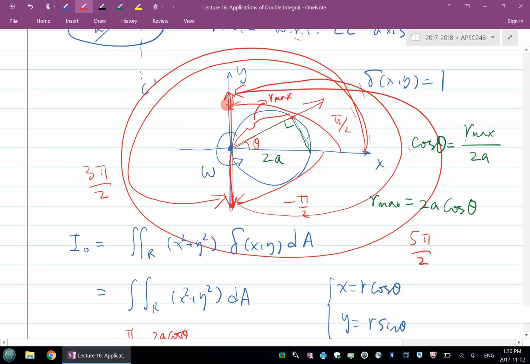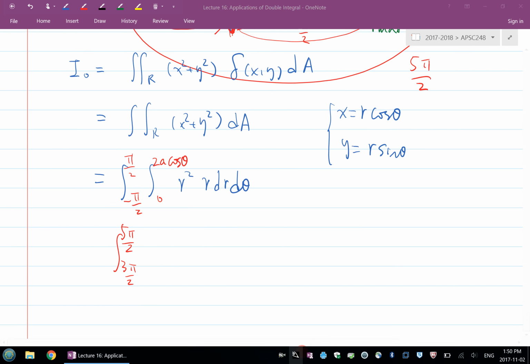That has to be the convention everybody sticks to. Is that good? So once you get this, the rest of the work is basically integrals. I'll finish the integral in the next lecture.